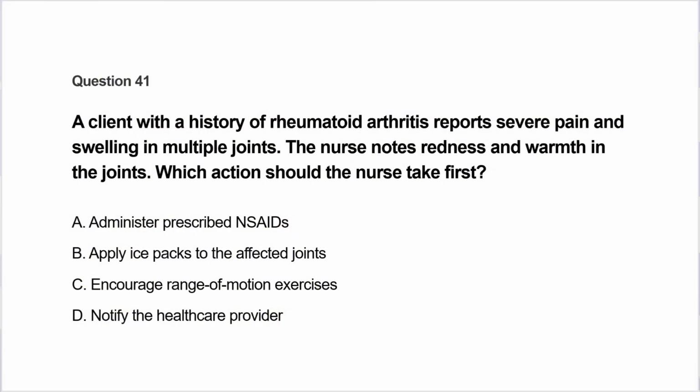Questions 41 to 45. 41. A client with a history of rheumatoid arthritis reports severe pain and swelling in multiple joints. The nurse notes redness and warmth in the joints. Which action should the nurse take first? A. Administer prescribed NSAIDs. B. Apply ice packs to the affected joints. C. Encourage range of motion exercises. D. Notify the healthcare provider.